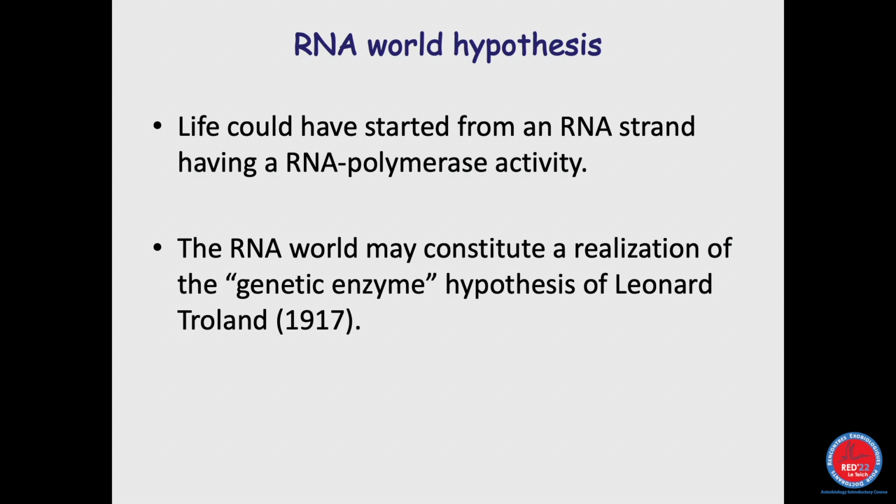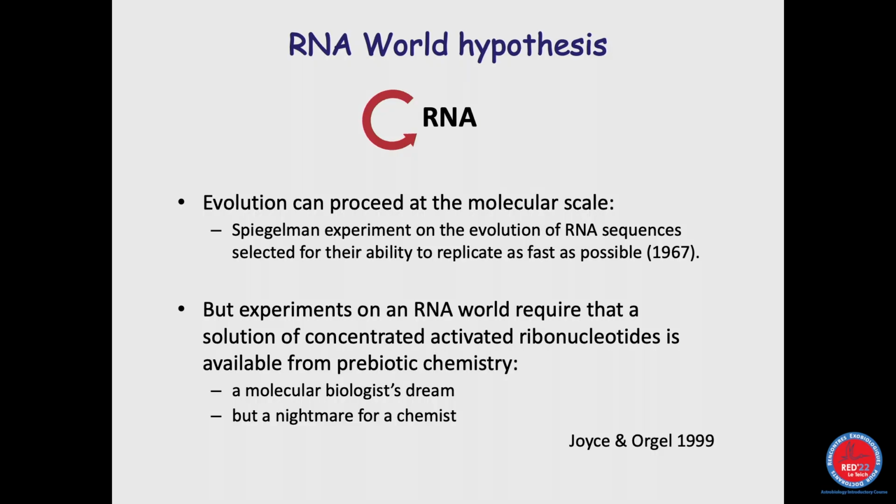So this RNA world hypothesis was also able to show that evolution can take place at a molecular scale. And this was made by Spiegelman in 67. We started from RNA sequences and reproduced them by the action of an enzyme that was introduced in the experiment. And he showed that it's possible to evolve the sequence of RNA in order that their replication occurs as fast as possible. Of course, he obtained a shorter chain, but it was the first example of a possibility of evolution at a molecular scale.